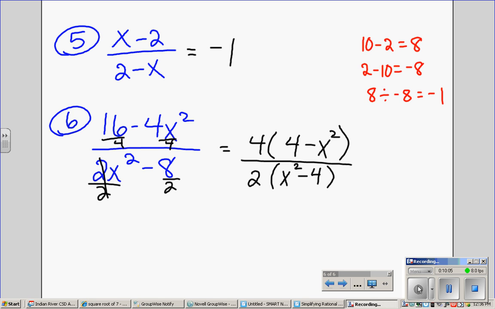So this is what we just talked about. The 4 minus x squared and the x squared minus 4 are reversed and they're subtracting. Those are going to cancel out to a negative 1. When I divide 4 by 2, I get 2. Multiplying that by our negative 1 simplifies down to a negative 2.